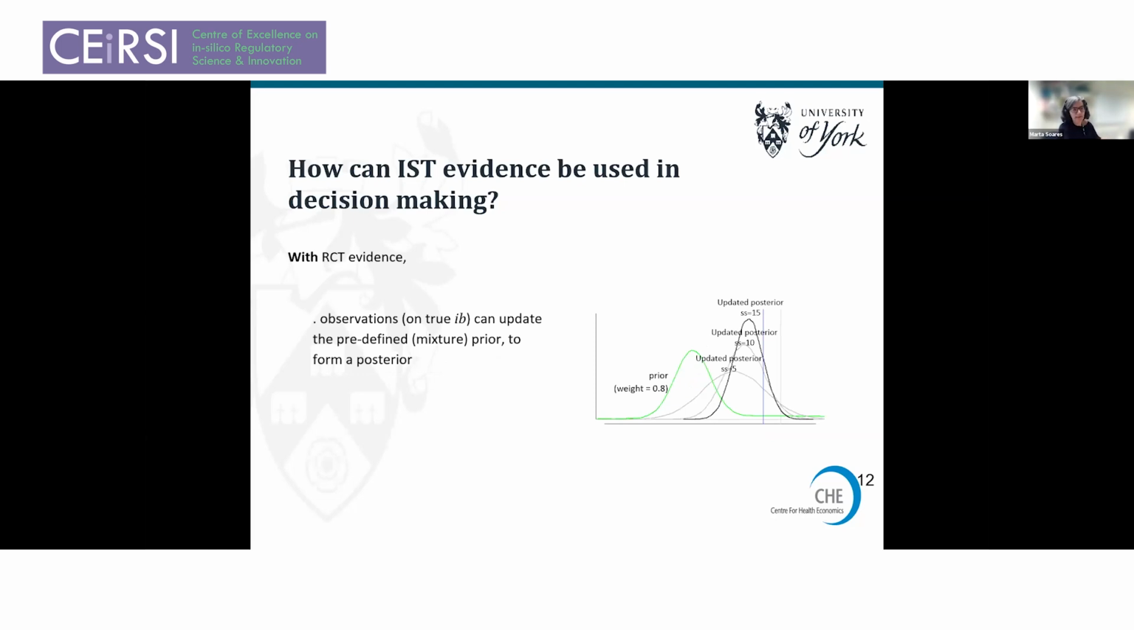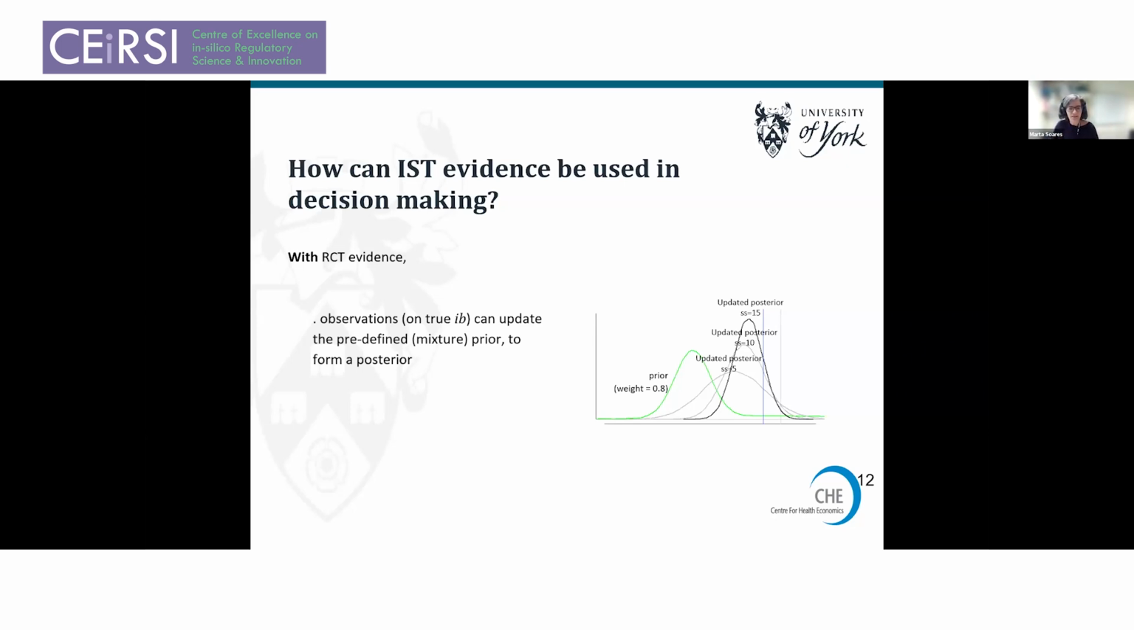So when RCT evidence becomes available, then you can update that prior distribution with observations on your unbiased incremental benefits that were generated by your sampled RCT evidence, to form your decision-making posterior. So again, Bayesian terms, prior and posterior. The data updates the prior to form the posterior distribution, which describes the joining of both the data and the prior.